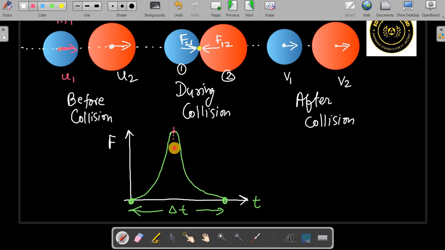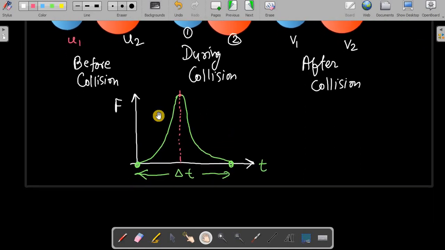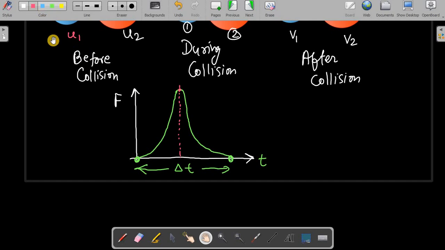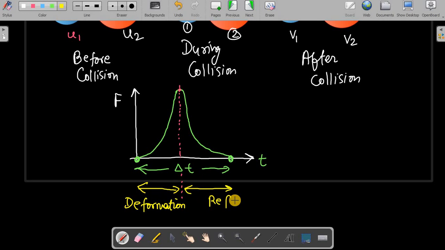So you can see here there is a symmetric graph, and this is of course half of the total time, where it reaches the maximum. So during the rise, the force increases during the first half and the force decreases during the second half. During the first half, or you can say this side, is called deformation. And the other side is called reformation.